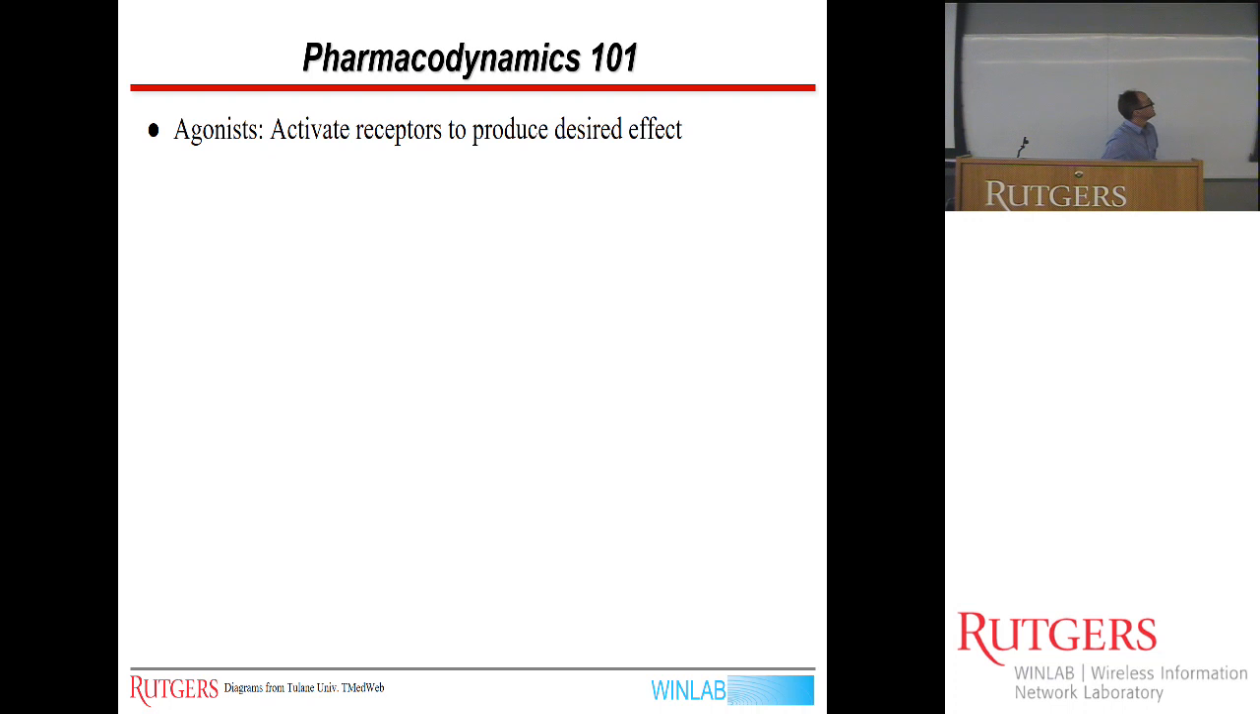All right, a couple quick definitions as I move on. Agonists are basically chemicals whose job it is to bind to something in order to produce an effect, and antagonists are chemicals whose job it is to block something to prevent an effect.